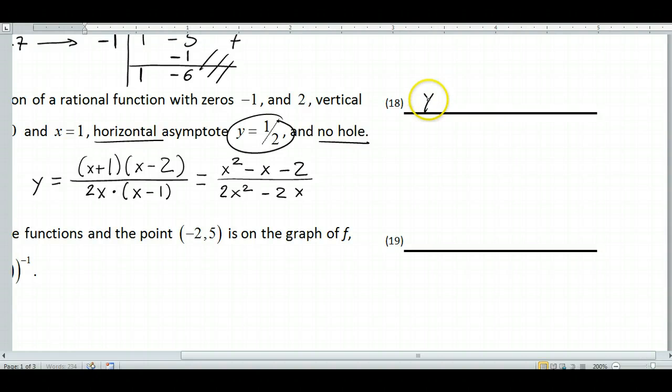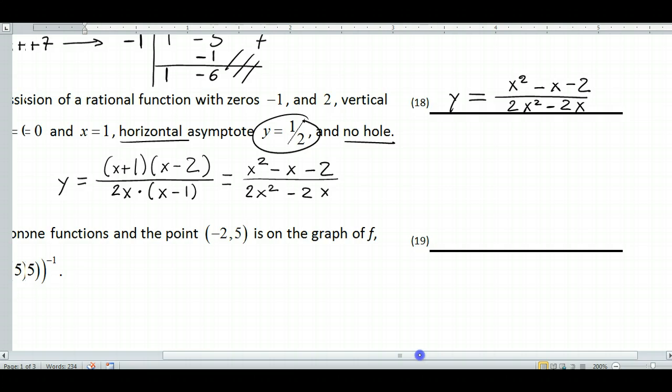So y equals fraction bar. So x squared minus x minus 2, divided by 2x squared minus 2x. Okay, next one.